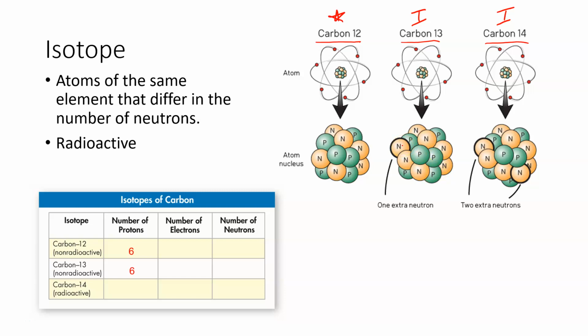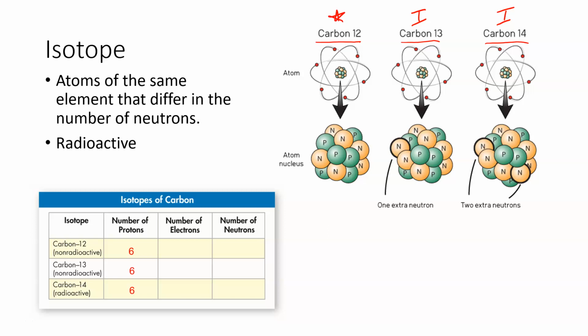Okay, the number of protons didn't change. When you look at carbon-14, the number of protons didn't change. It still has 6. So did the physical properties of carbon change? No. Carbon-12, carbon-13, and carbon-14 are all carbon atoms. They all have the physical properties of carbon because they all have the same number of protons.